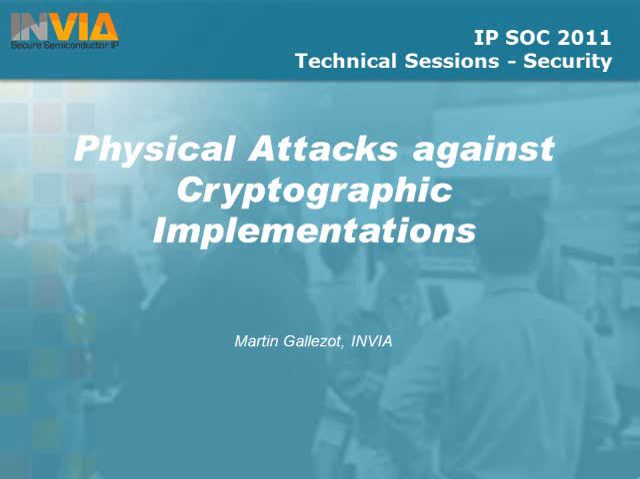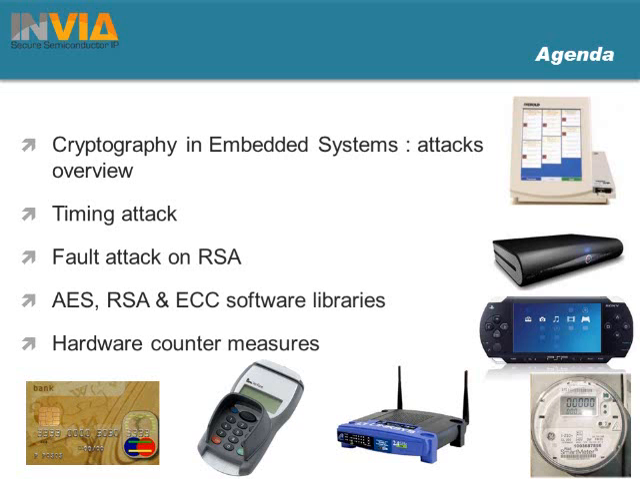The purpose of my presentation today is to give you an overview of what is called physical attacks against cryptographic implementation in embedded systems. So we're talking about attacks that use some real physical means as opposed to purely software exploits. Both subjects overlap a little bit, but we'll focus on the physical part of things. I'll start with an overview of the various attacks that are known as of today.